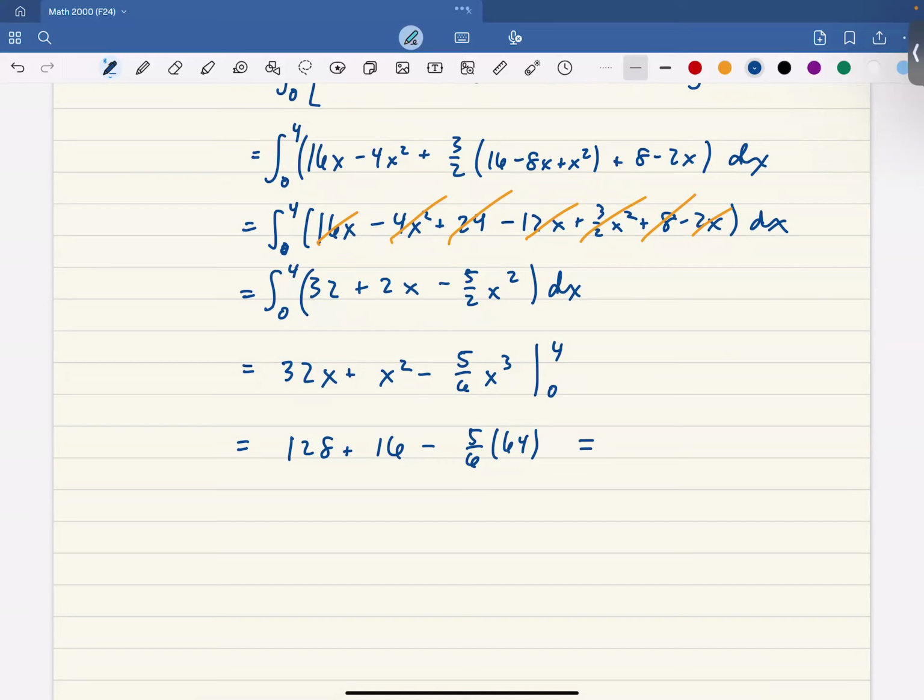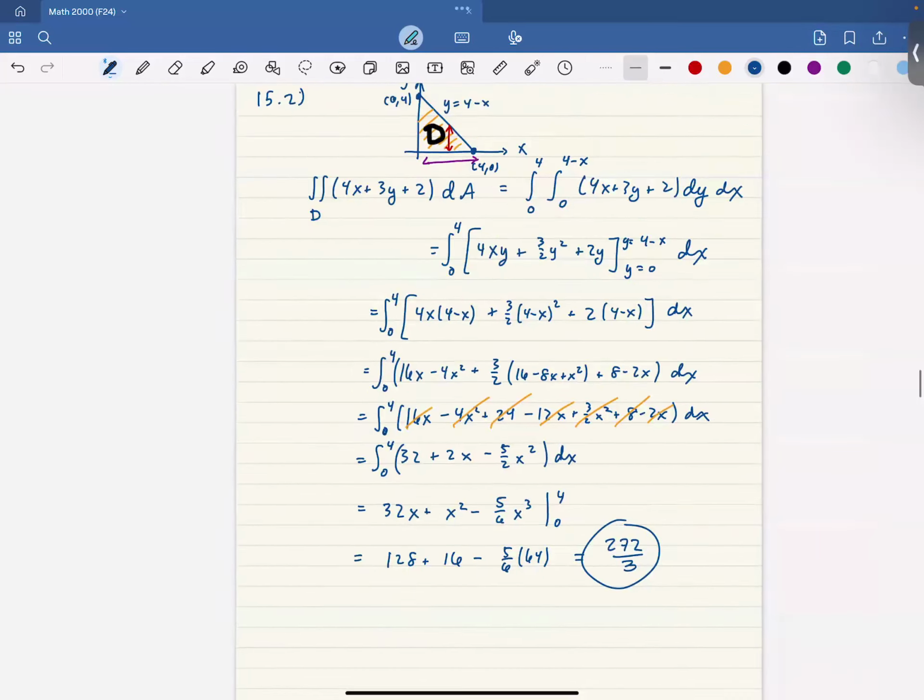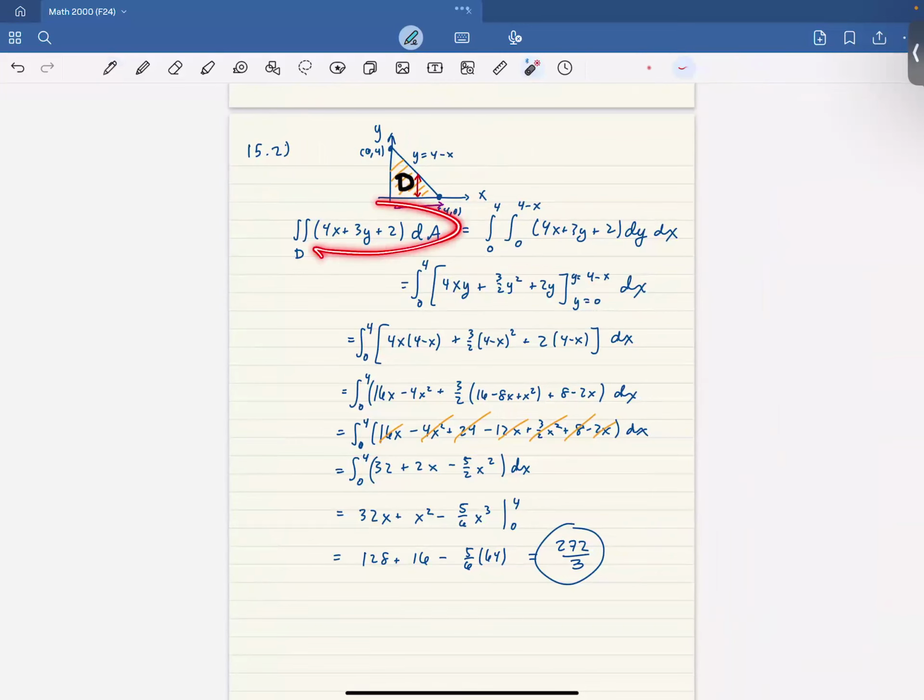This is where I need you, my students, to help me do the algebra. I'm going to cheat, don't tell anybody, and use a calculator. Let's just type in what this is going to turn out to be. So this was 128 plus 16 minus 5/6 of 64. And so that'll end up being 272 over 3. Okay, and so that turns out to be the volume of this function over that triangular region.